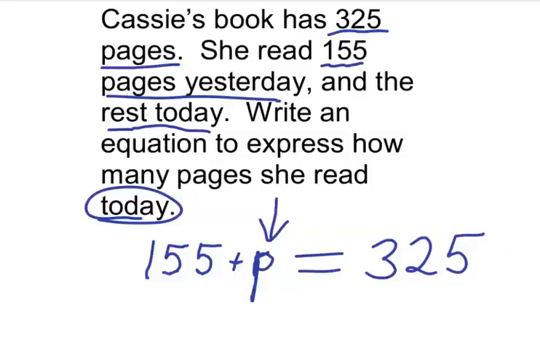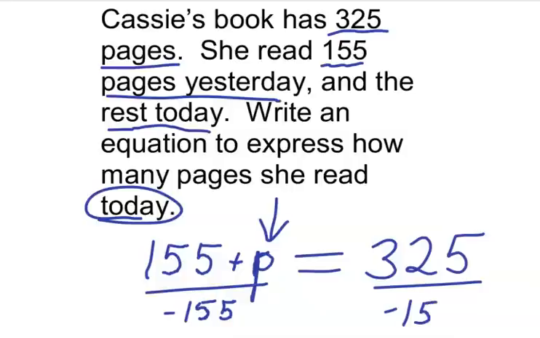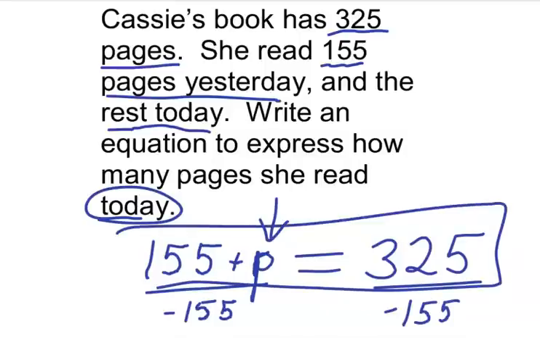All right, and then to solve that, all we would do is take 325 minus 155, and that would give us our answer. Okay, remember we just used the opposite operation of each side, so we'd subtract 155 and 155. Okay, and they're not asking us to do this, but if you wanted to know exactly how many pages, that's what you would do. All right, so anyway, but this is actually what they're looking for. 155 plus some variable, doesn't have to be the letter P, equals 325.